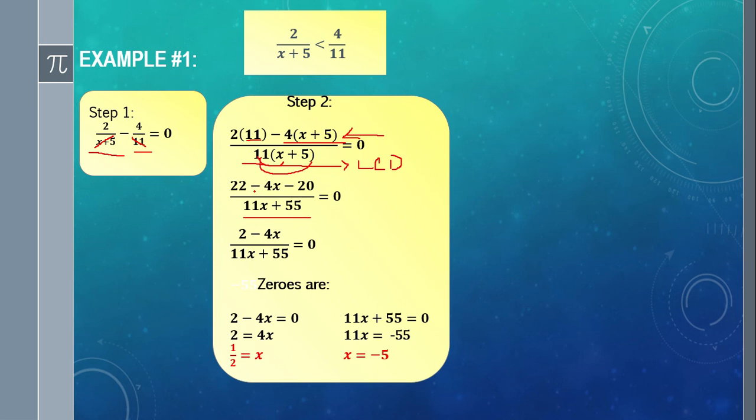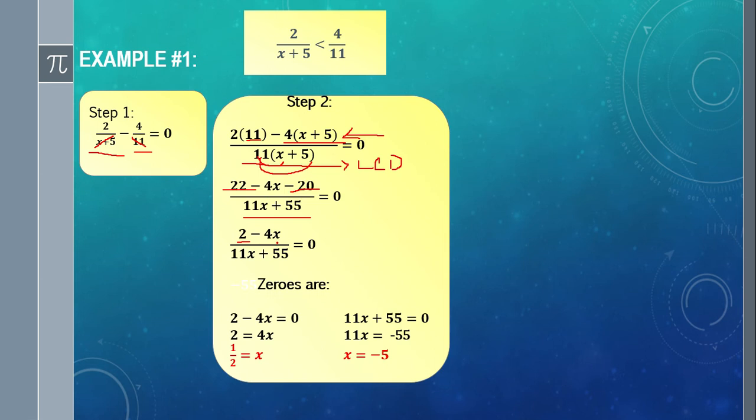And after that, we're going to combine like terms. So what are the like terms here, or what are the similar terms? We have negative 20 and positive 22. These are constant numbers, so we can combine them. 22 minus 20, that's 2. That's why on our numerator, the remaining value will be 2. And then copy negative 4x.